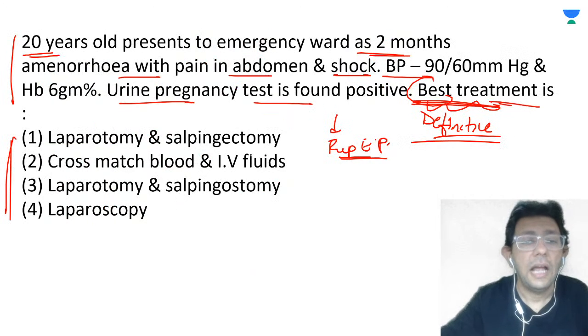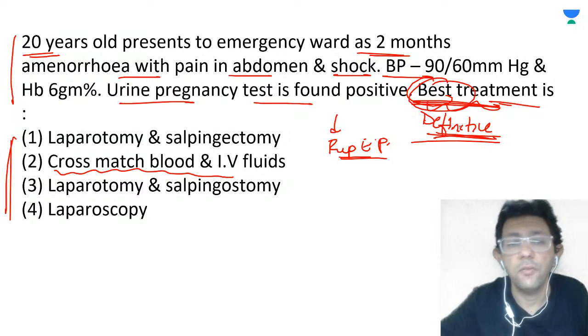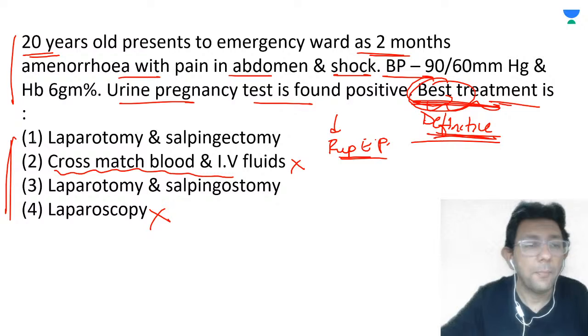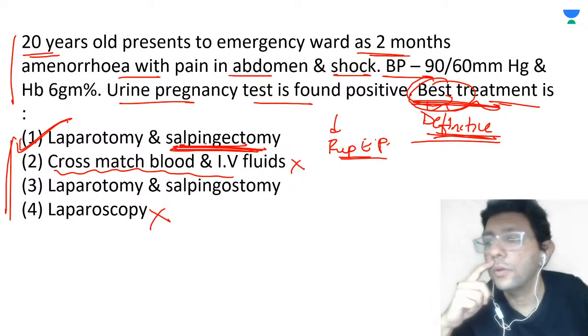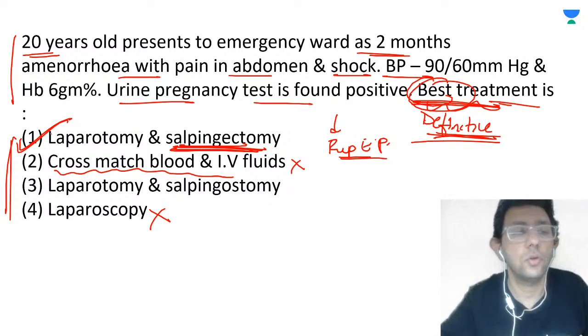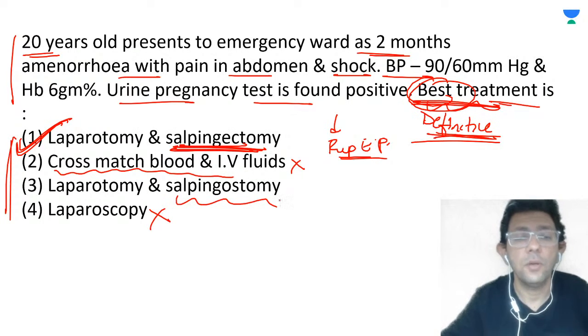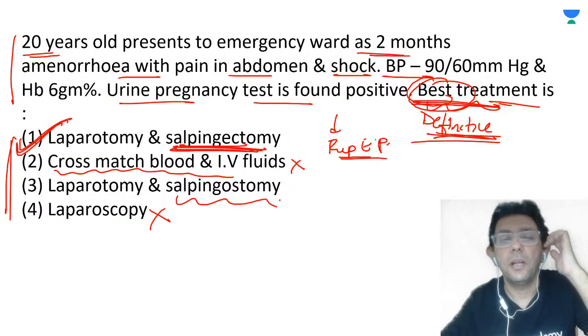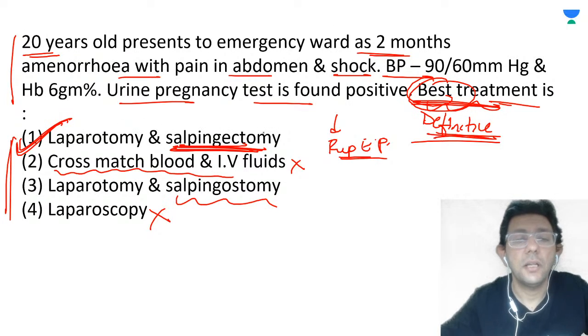So here I will not go for cross match and IV fluid as the answer, because that's not the best or the definitive treatment. Again, laparoscopy is out in shock, and laparotomy and salpingectomy is the answer to this MCQ. Is this understood to all of you? What is salpingostomy? I will tell you in 2 minutes, and why it cannot be done in ruptured ectopic. So salpingectomy is the gold standard for ruptured ectopic.